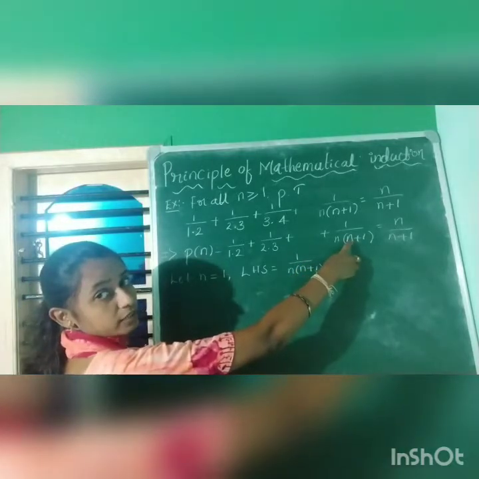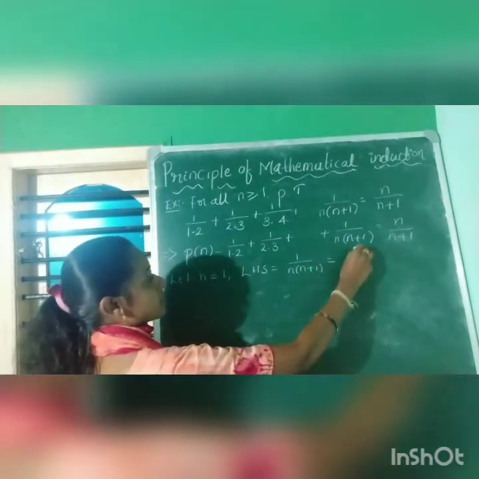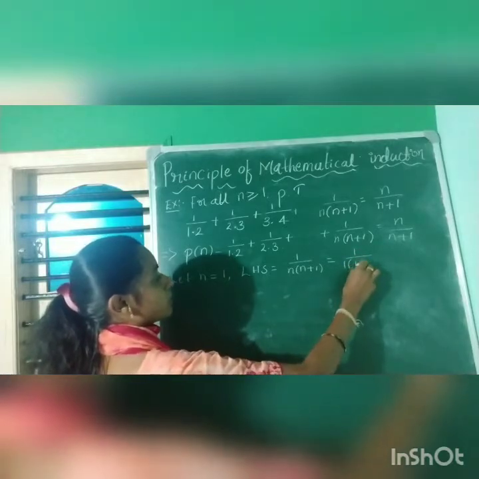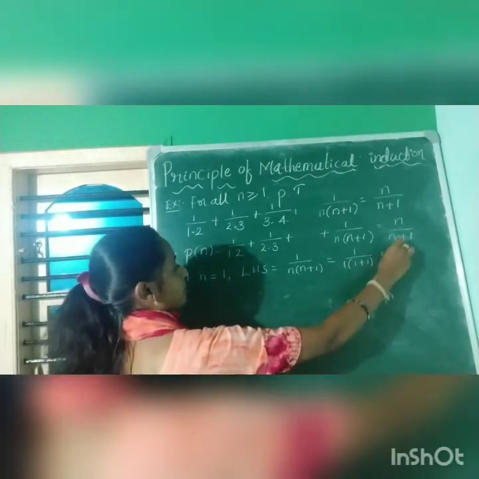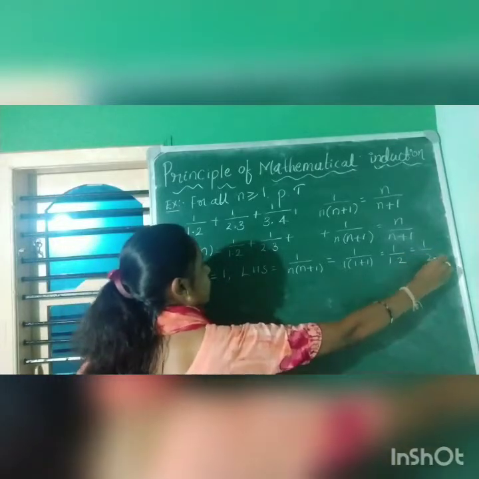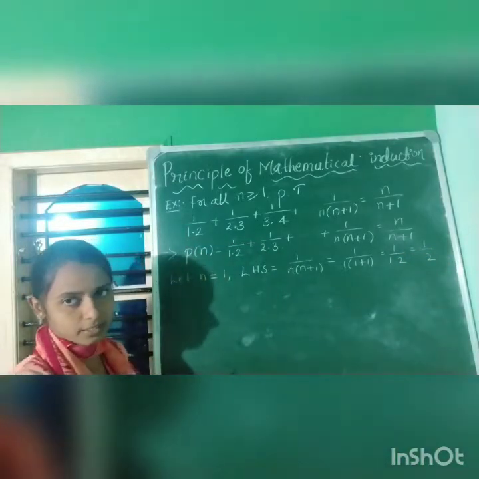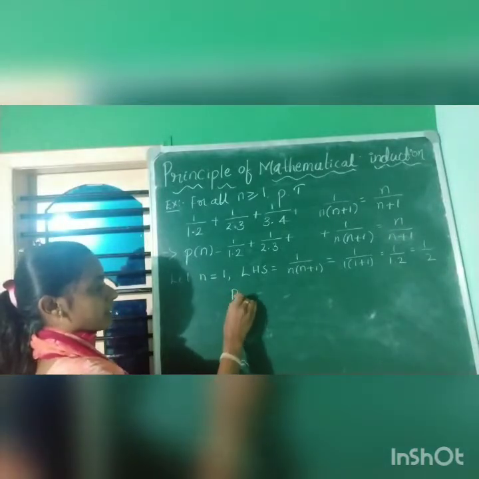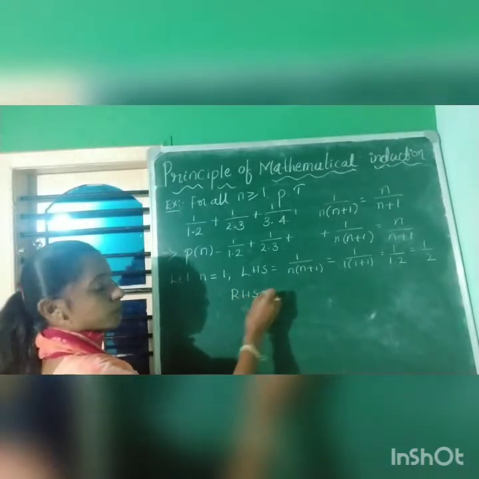This one you need to consider, okay? So replace it. 1 divided by 1 into 1 plus 1 is nothing but 1 divided by 1 into 2, which is equal to 1 by 2. This is the LHS. Now I will take the RHS for the same value.